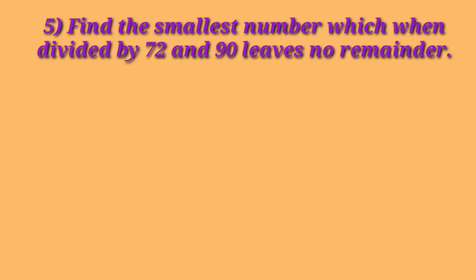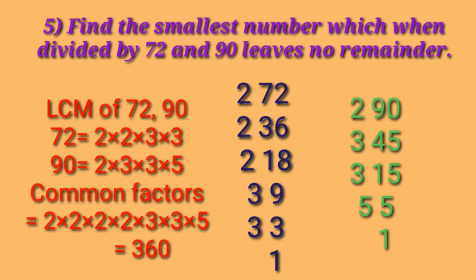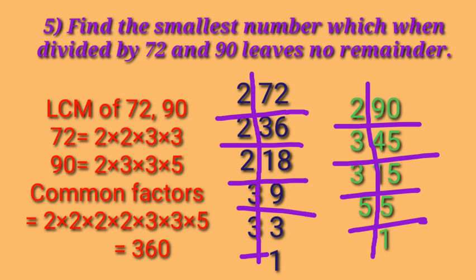Find the smallest number which when divided by 72 and 90 leaves no remainder. So smallest means you can find out the LCM of 72 and 90. Let's take the prime factors. 72 has prime factors 2, 2, 2, 3 and 3. Next, 90 has prime factors 2, 3, 3, 5. So now selecting the common factors, here 2 and 3, 3 are the common factors.